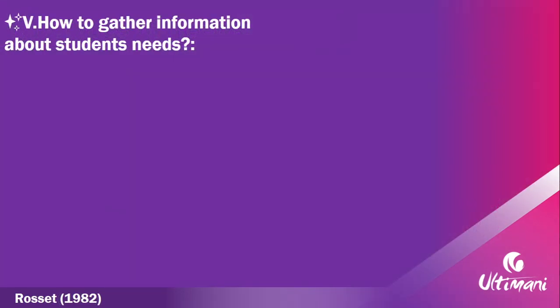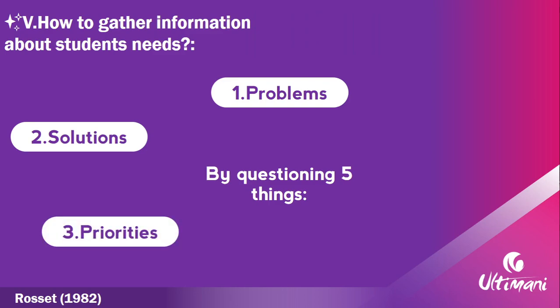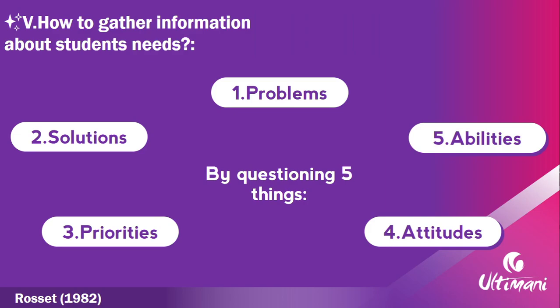Now to the 5th part of the video, which is how to gather information about students' needs. Well, this is done by questioning. Questioning what? 5 things. The first one is the problems of the students. You ask them to know what are their problems, to know their needs. And you also ask them about solutions that they suggest themselves. And you ask them about priorities, which is usually what they want to learn first. The fourth one is the attitudes, the internal side, and the fifth one is the abilities or skills.